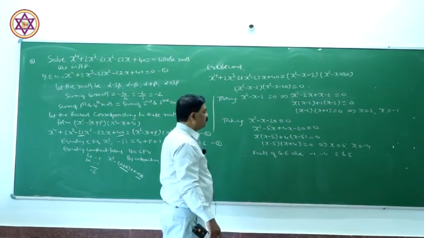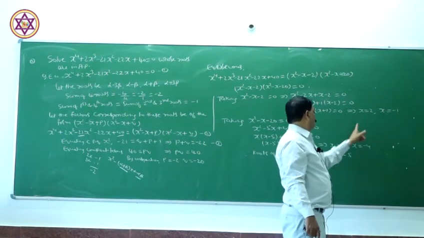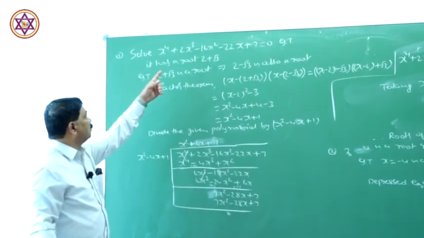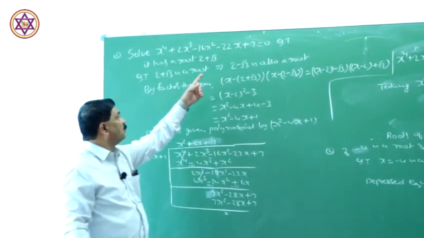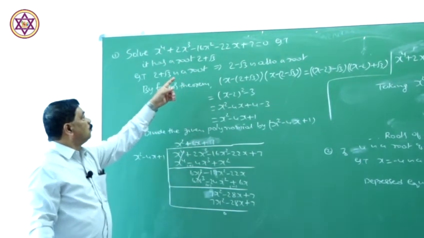The roots of the given equation are minus 1, minus 4, 2 and 5, that is all. Next, solve x to the power of 4 plus 2x cube minus 16x square minus 22x plus 7 equal to 0, given that it has a root 2 plus root 3.